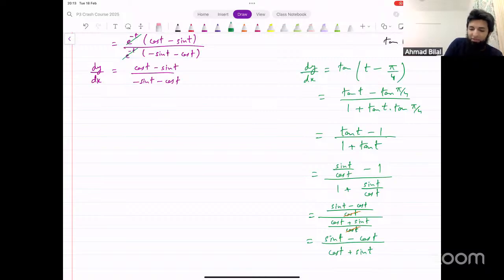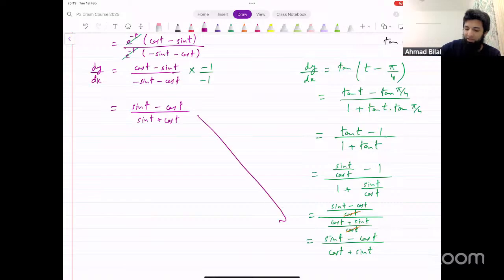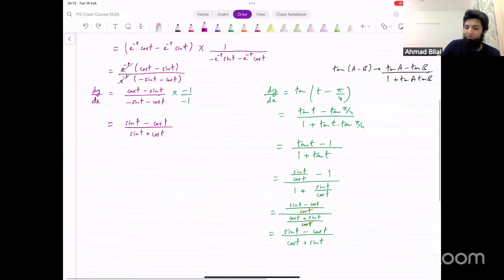We can just multiply this by -1, right? Multiply the numerator and the denominator, both of them, with -1, just like we did with some questions yesterday as well. Multiply and divide by -1. What happens when we do that? In the numerator, we get sine t minus cos t, and in the denominator, it becomes sine t plus cos t, and that's exactly the same thing as that. That means this thing can therefore be written as tan of t minus pi over 4, using this idea that we did on the right side.